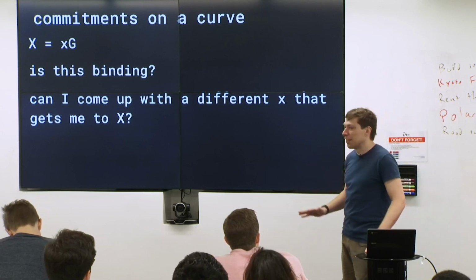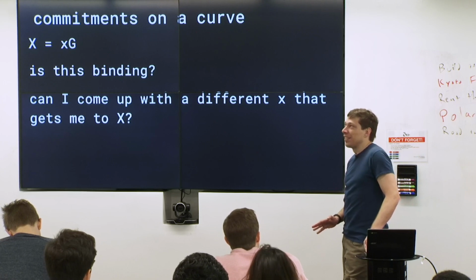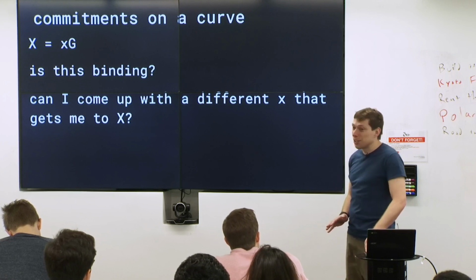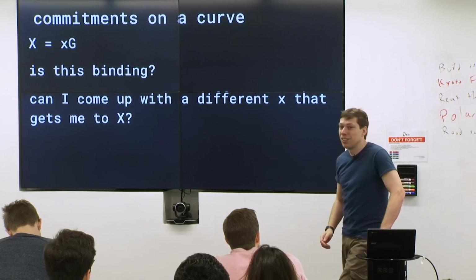Yeah, it gets complicated. There are some curves where it's not, and some systems where it's not. And there have been problems in currencies where people assume that this is the case. I think in Monero, but yeah.